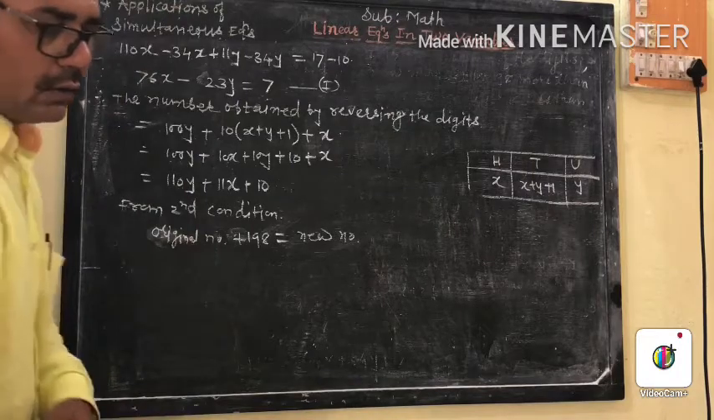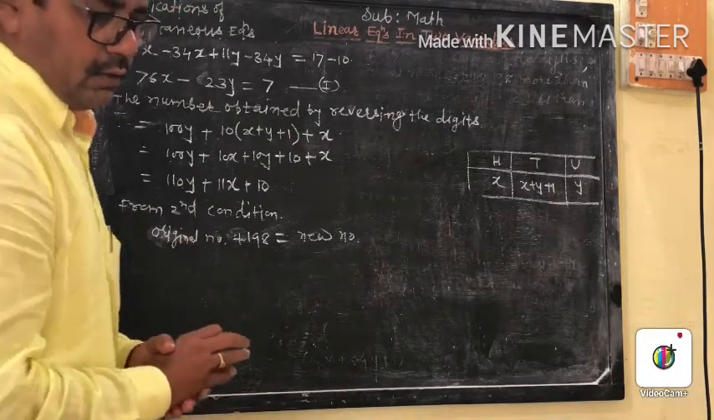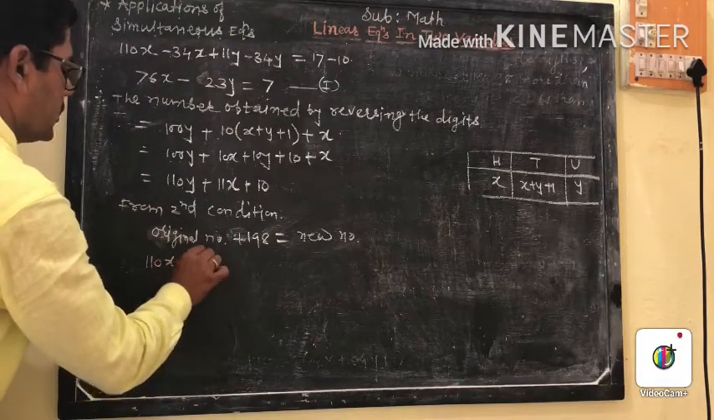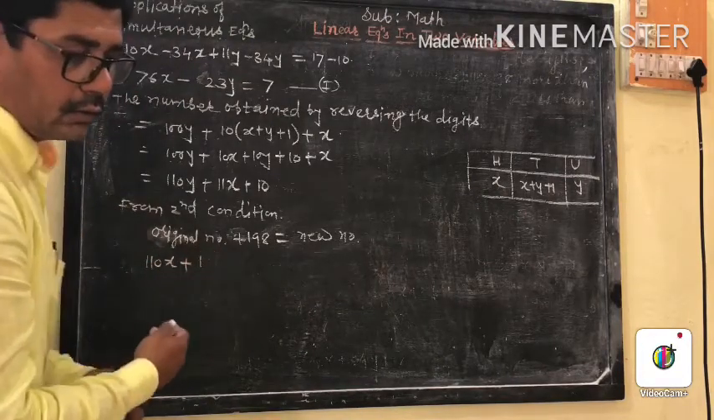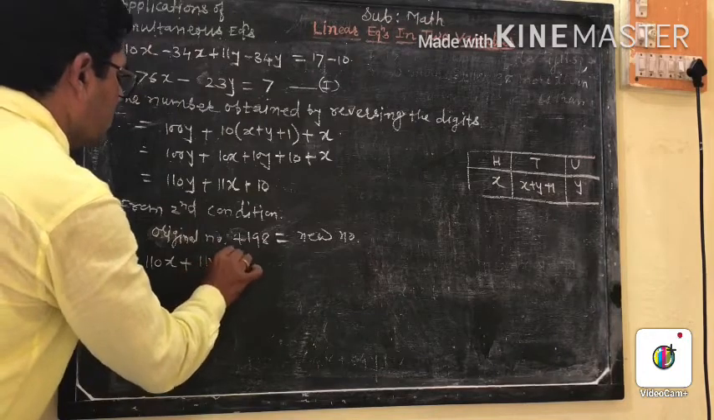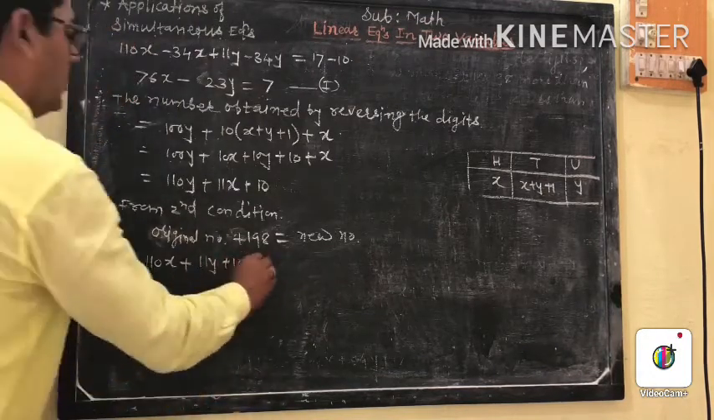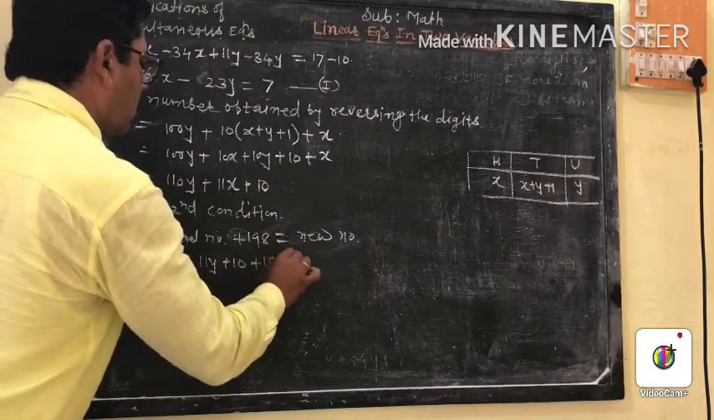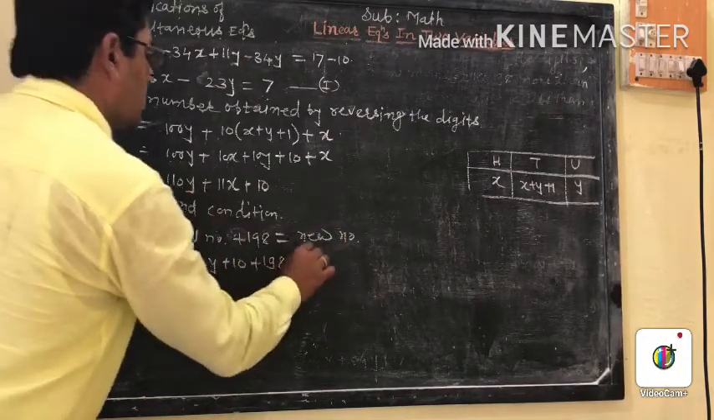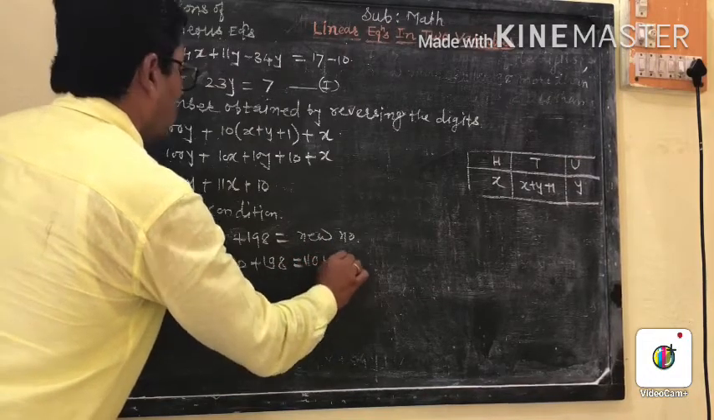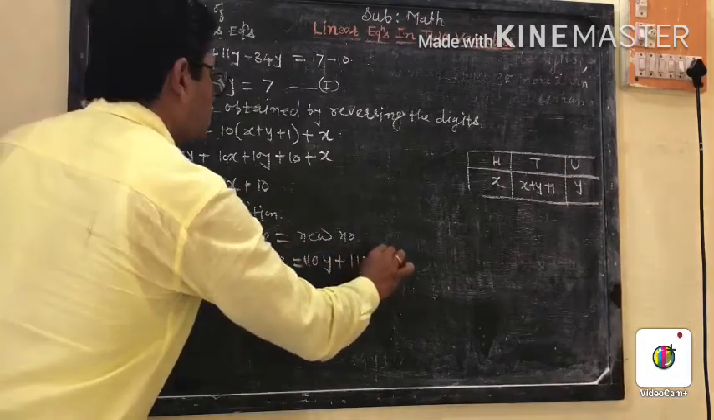100x plus 10y plus 11... 110x plus 11y plus 10 is the original number. Plus 198, the original number is this: 110y plus 11x plus 10.